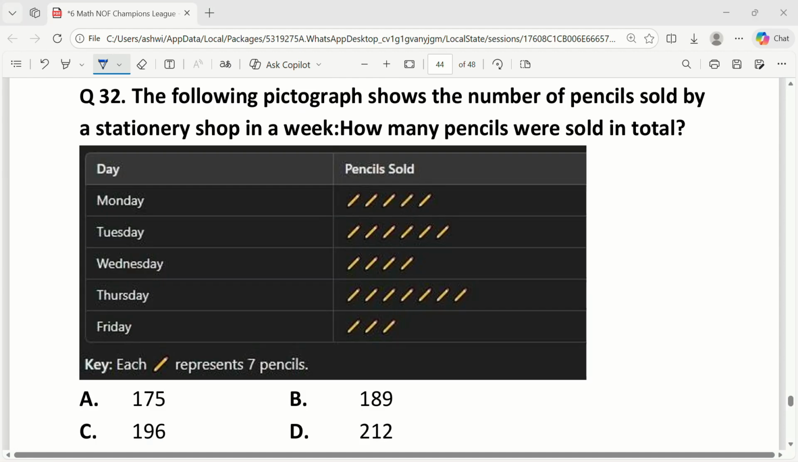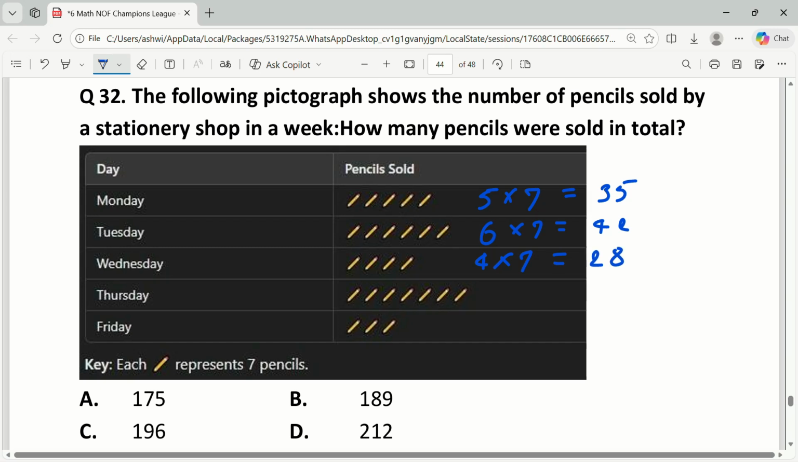Question 32. The following pictograph shows the number of pencils sold by a stationery shop in a week. How many pencils were sold in total? The key pencil represents 7 pencils. That is, the number of pencils sold on Monday is 5 into 7. That is 35. The number of pencils sold on Tuesday is 6 into 7, which is 42. Sold on Wednesday is 4 into 7, that is 28.